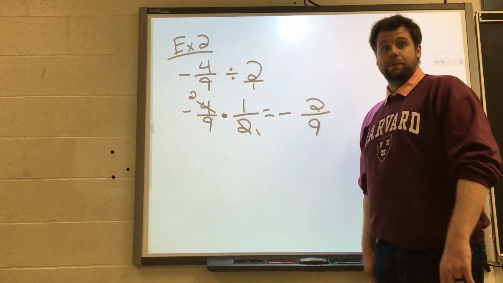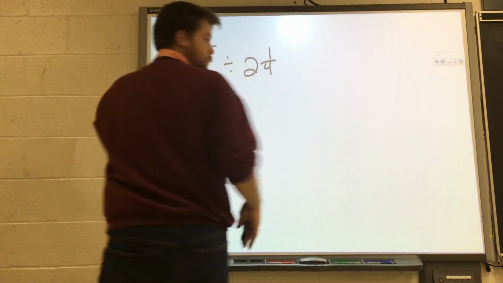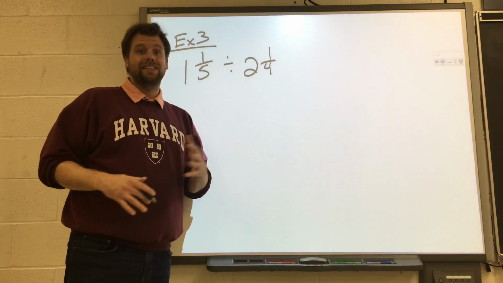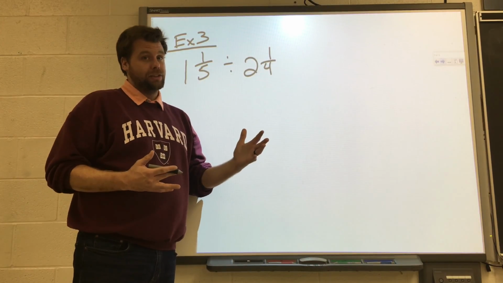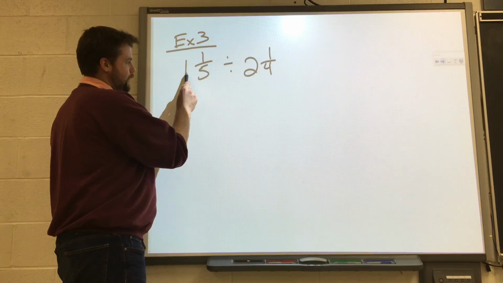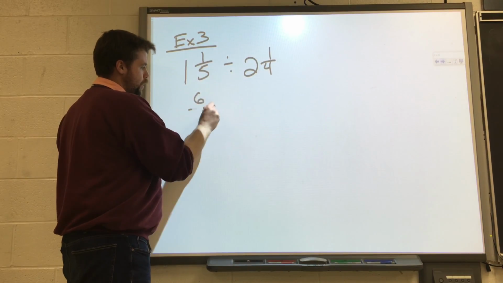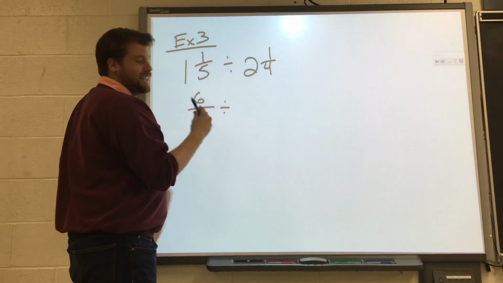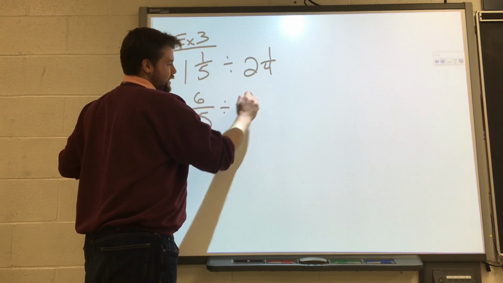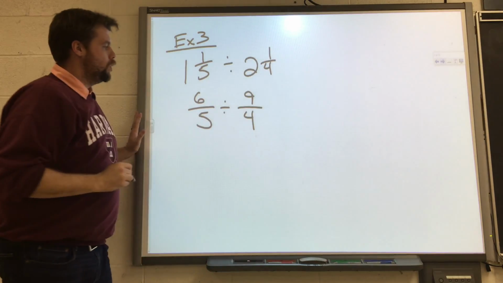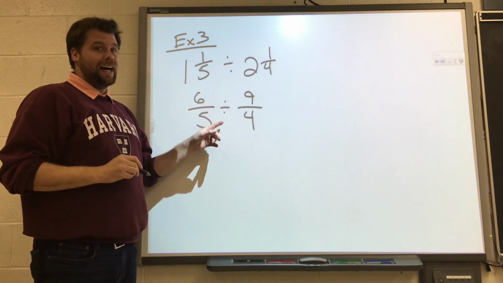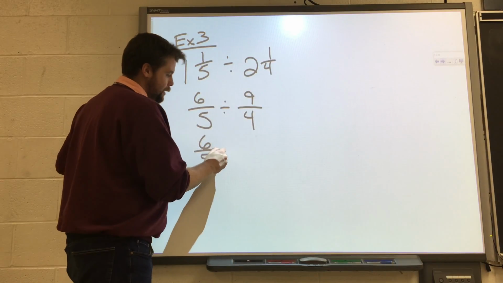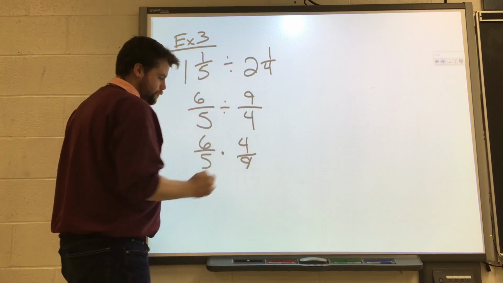Let's take a look at another example. All right, we've got 1 1/5 divided by 2 1/4. First thing I'm going to do is change those mixed numbers to improper fractions. So 5 times 1 is 5, plus 1 is 6/5, divided by 4 times 2, 8, plus 1, 9/4. Okay, I don't divide. Instead of dividing, I multiply by the reciprocal. So I've got 6/5 times 4/9.